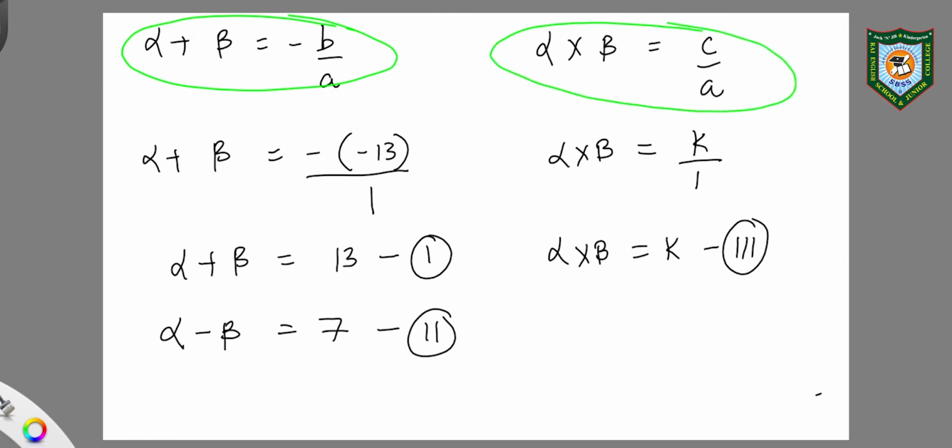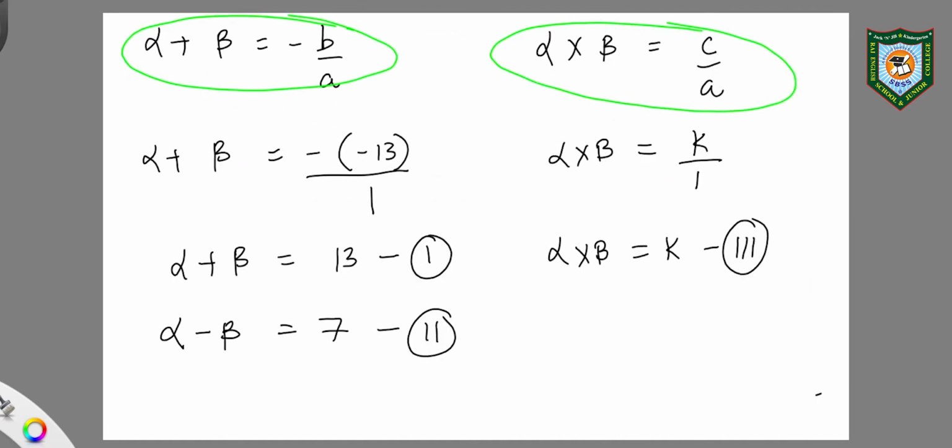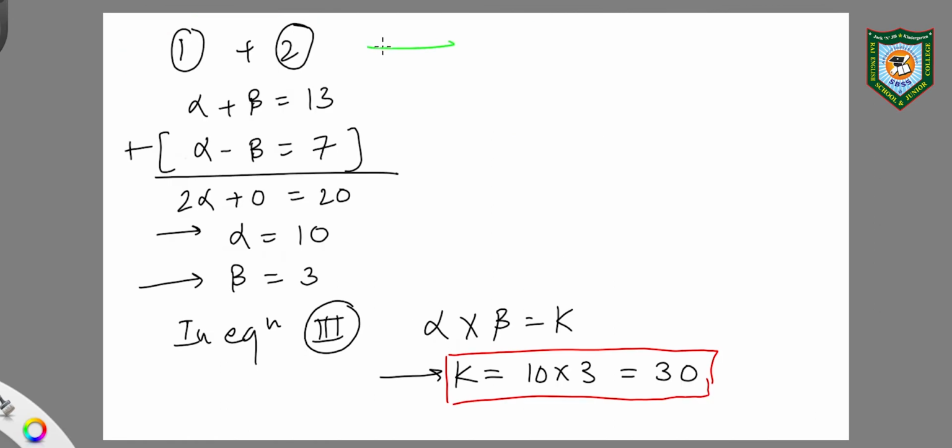As we find alpha plus beta, we get the value, and we have an equation here that the question has stated that alpha minus beta is equals to 7. So all we have to do is use our previous knowledge from chapter number 1, linear equations in two variables, and solve by adding equations 1 and 2. We get the values of alpha and beta, and then we put the values of alpha and beta into equation number 3, and we get the following value for k.